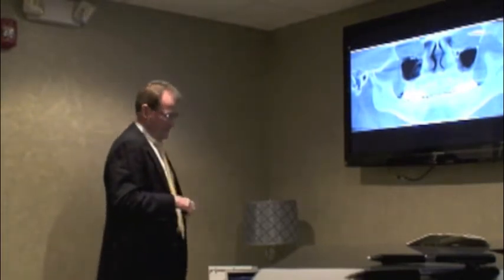Now I did not get an MRI on this gentleman because he is so claustrophobic. He absolutely refused, even with medication, to have an MRI done. This is a cone beam CT, and you can see the right side. The condyle looks fairly normal. Well, what's happening on the left side? He's asymmetric for a reason.